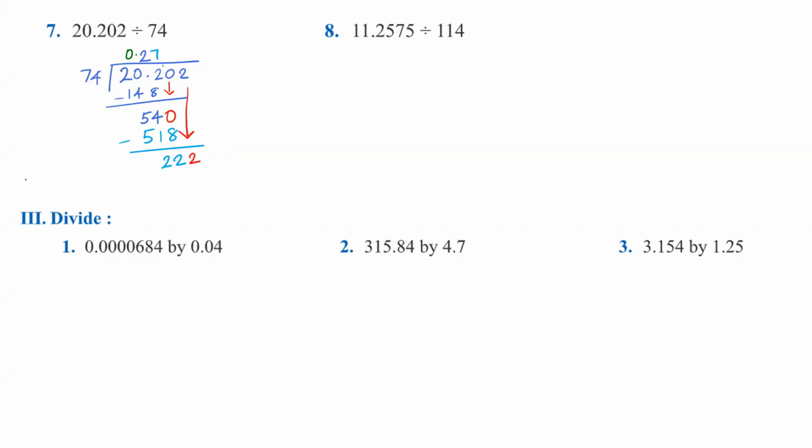Now it's 222 divided by 74. Yes, 74 into 3 is 222. So it is divisible by 3. So write down 3. So the remainder will be 0. You can write the answer. The answer is equal to 0.273. Completed?